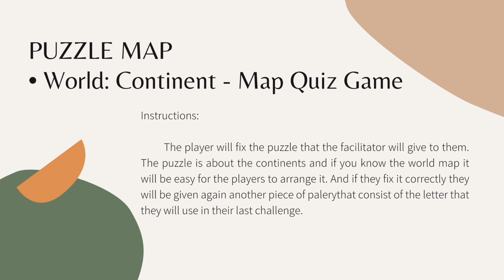World continent map quiz game. Instructions. In this challenge, the players are given a chance to remember the right arrangement of the puzzle. Then the player will fix the puzzle that the facilitator will give to them. The puzzle is about the continents, and if you know the world map, it will be easy for the players to arrange it. And if they fix it correctly, they will be given another piece of paper that consists of the letter that they will use in their last challenge.